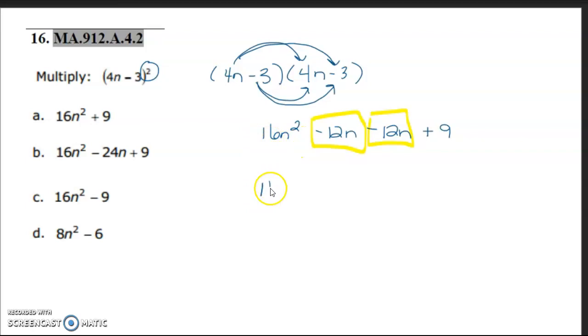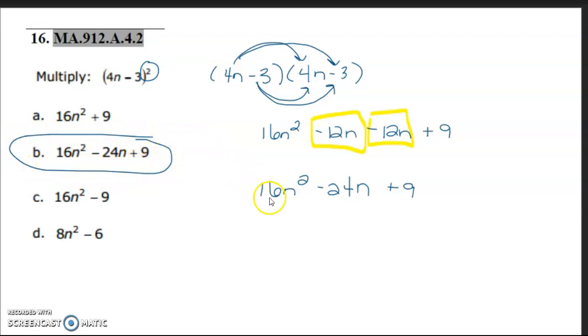So we have 16n squared, and then now we're going to switch these. We're just like terms, so a variable is not going to change. Negative 12 minus 12 more is negative 24, and then we have that plus 9. So your answer for number 16 should also be B.